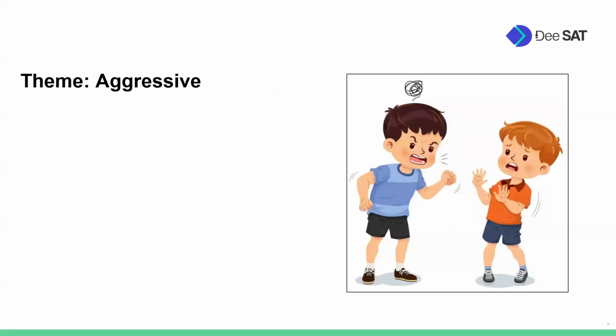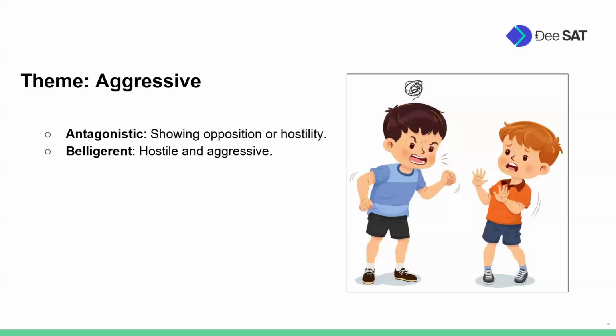Aggressive. Antagonistic. Now, antagonist is the opposite of protagonist. Who is a protagonist? The hero of the story. Antagonist is the villain of the story. So antagonistic would be someone who's showing opposition or hostility.